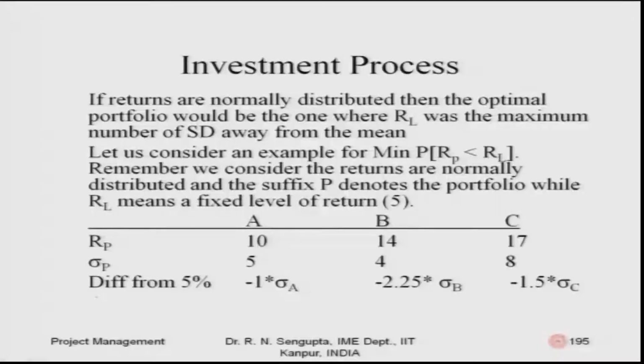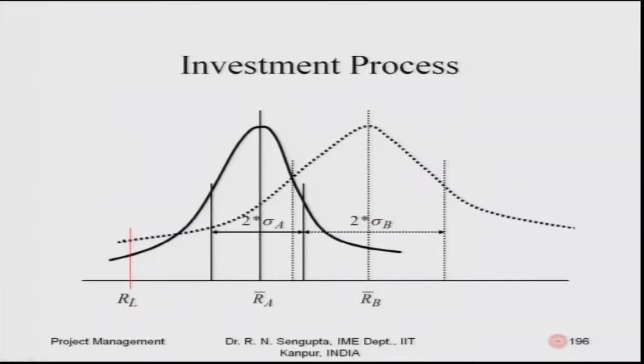So, in this case the differences, as I am again mentioning, from 5%, which was RL, are given, and based on that you take your decision, because your main motive is to minimize according to the safety first principle concept. There were 3 concepts under the safety first principle, and we are taking the first one. So, now if I draw the diagram it will make sense.